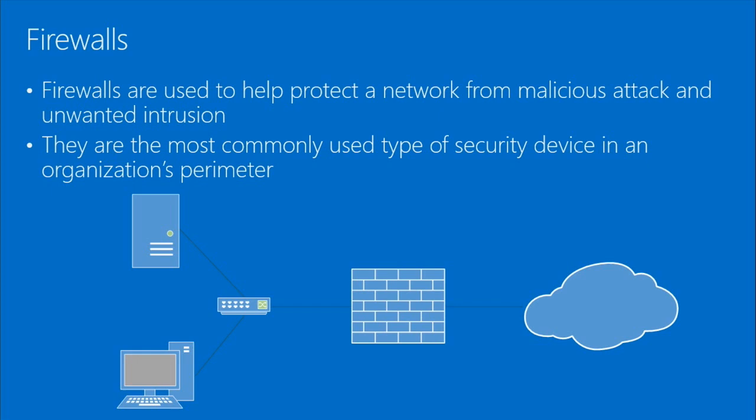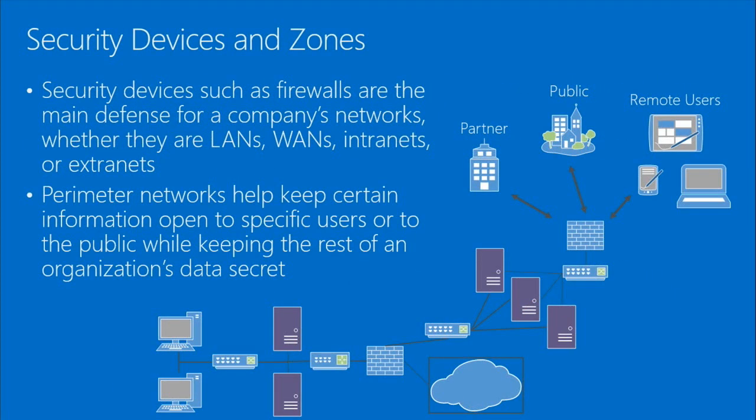Well, exactly. So now let's talk about security devices and zones. Security devices such as firewalls can be a main defense within a company's network, regardless of their LANs, WANs, intranets, or extranets. Perimeter networks are basically segregated areas of the network that aren't on the intranet and yet aren't on the internet. So it's a separated area.